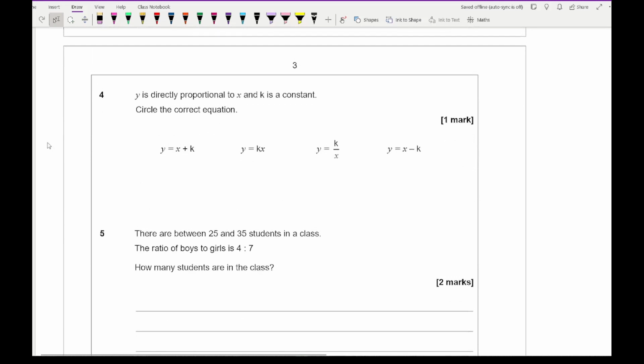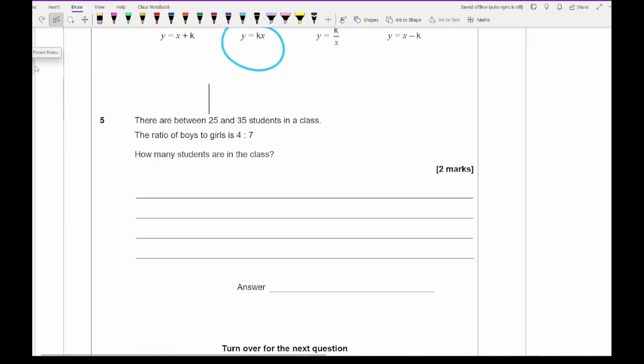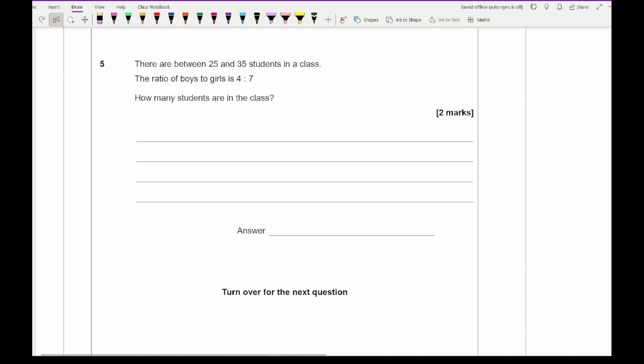Then with question 4, it says y is directly proportional to x and k is a constant. Circle the correct equation. Well, it's going to be y equals kx. And then with question 5, it says here there are between 25 and 35 students in the class. The ratio of boys to girls is 4 to 7. How many students are in the class?